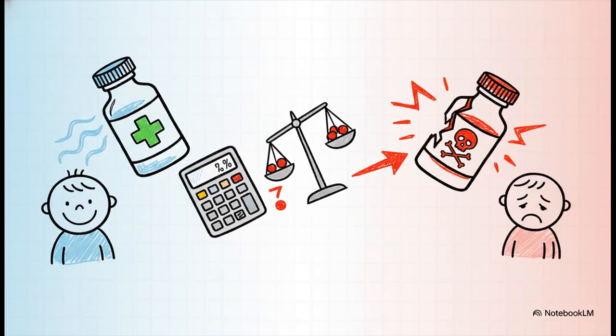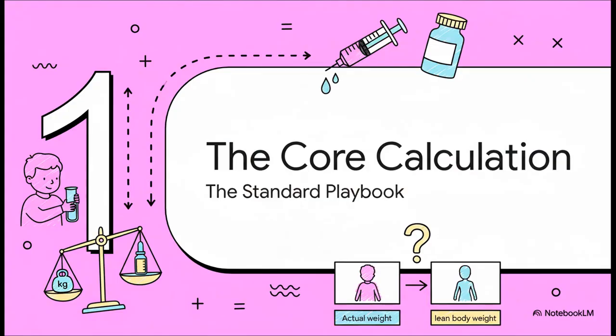A simple mistake, using the wrong weight, putting a decimal in the wrong spot, can turn a medicine that's supposed to help into something harmful. In fact, dosing errors are one of the biggest causes of medication-related harm in children, which is exactly why we have to get this right. So how do we make sure we get it right? Well, let's start with the basics, the foundational method. This is the standard playbook you'll be using most of the time.